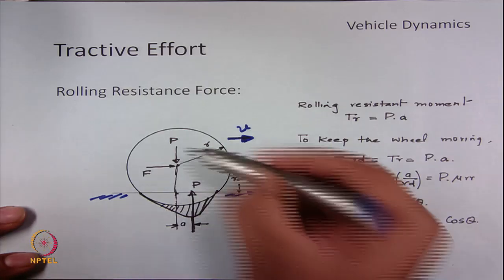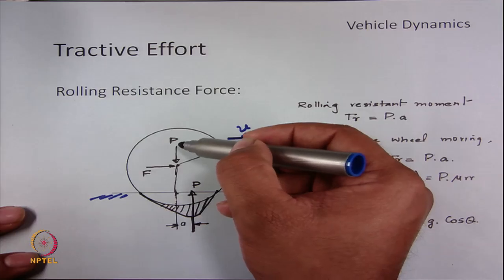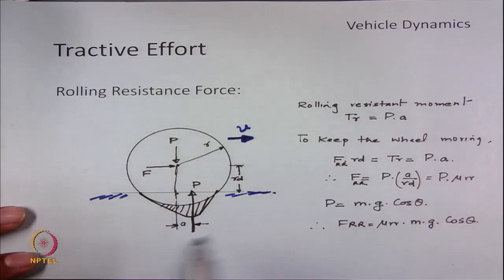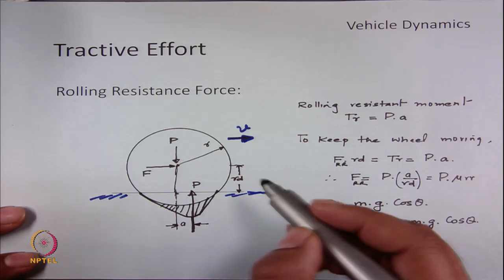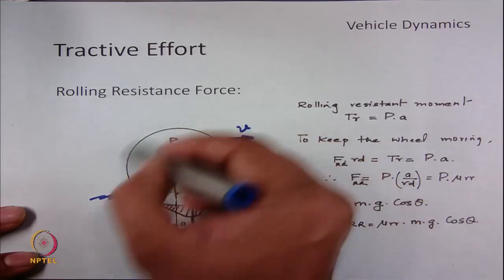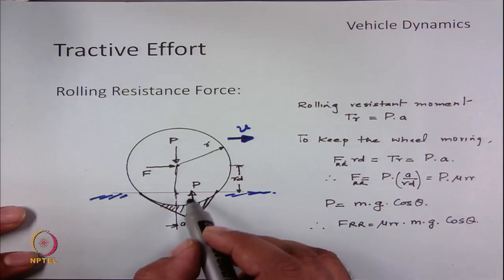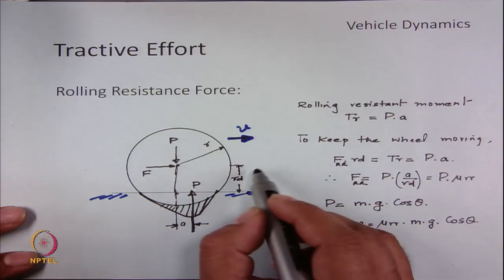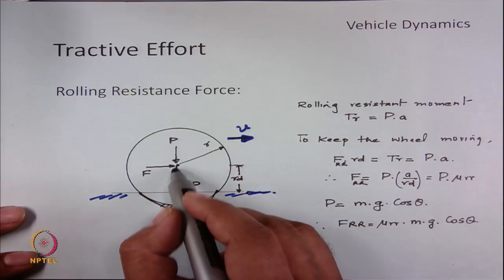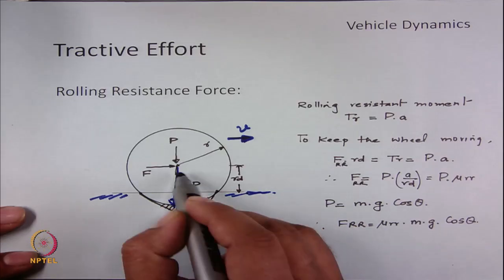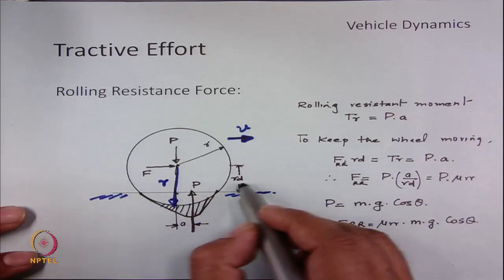So, the opposing force which is overcoming this P will be shifted by a distance known as A, and we can see that normally the wheel radius is r, but now, compared to this road surface, it is reduced from r to r_d.